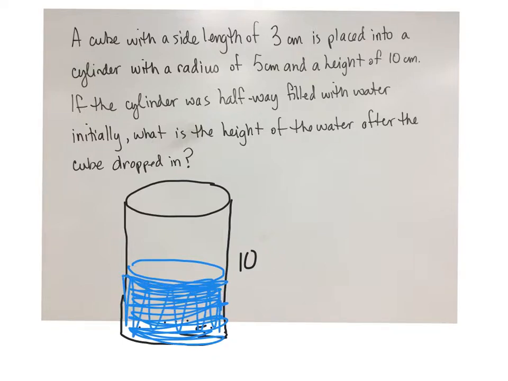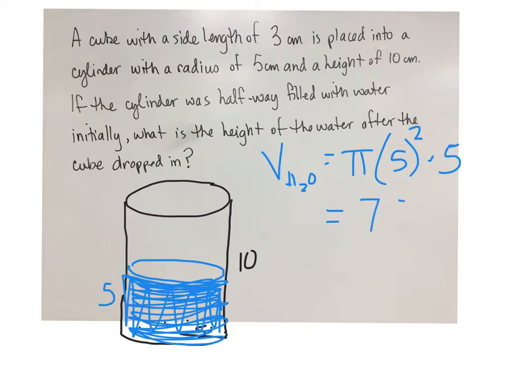Anyway, let's initially calculate the volume of the water that's in there, H2O. The volume of the water is a cylinder, because water takes the shape of the container. So pi times the radius squared times the height of the water. If it's halfway filled, that means it has a height of 5. So the volume is exactly 125 pi cubic inches of water in there right now.